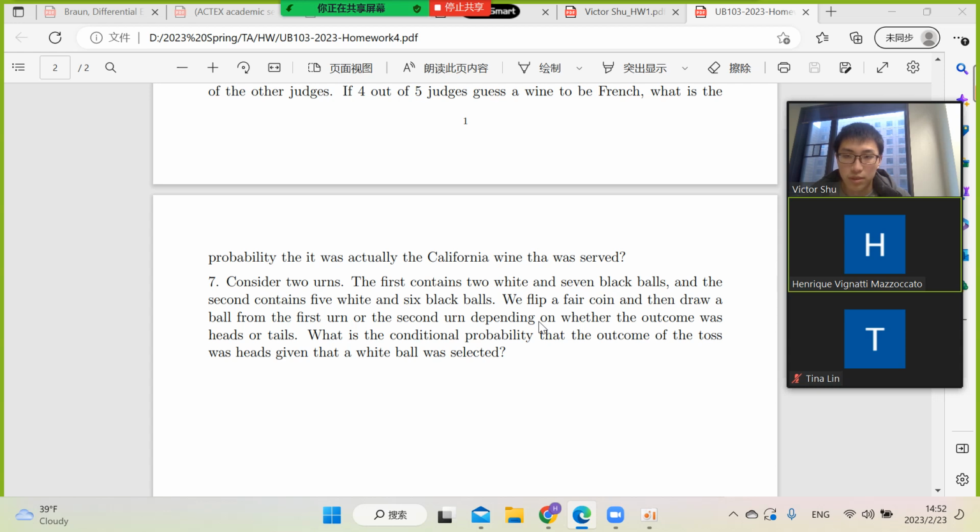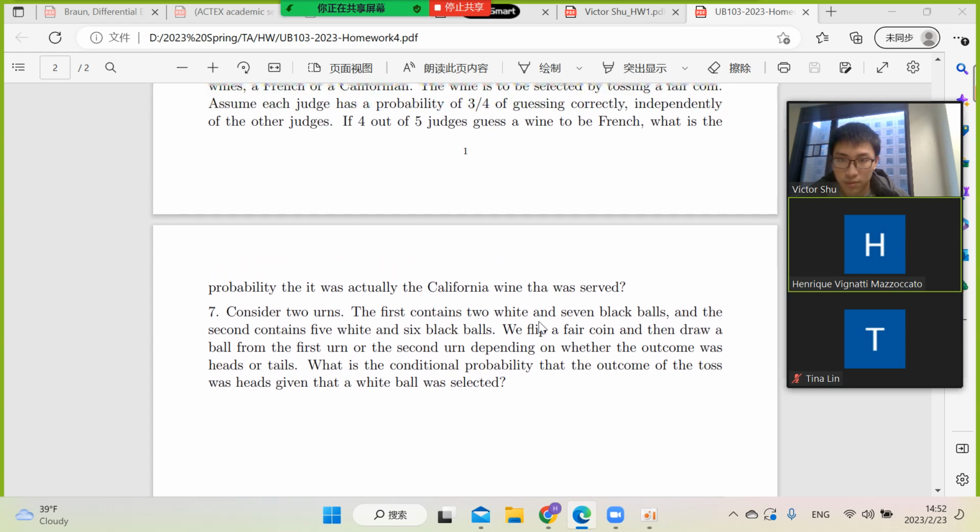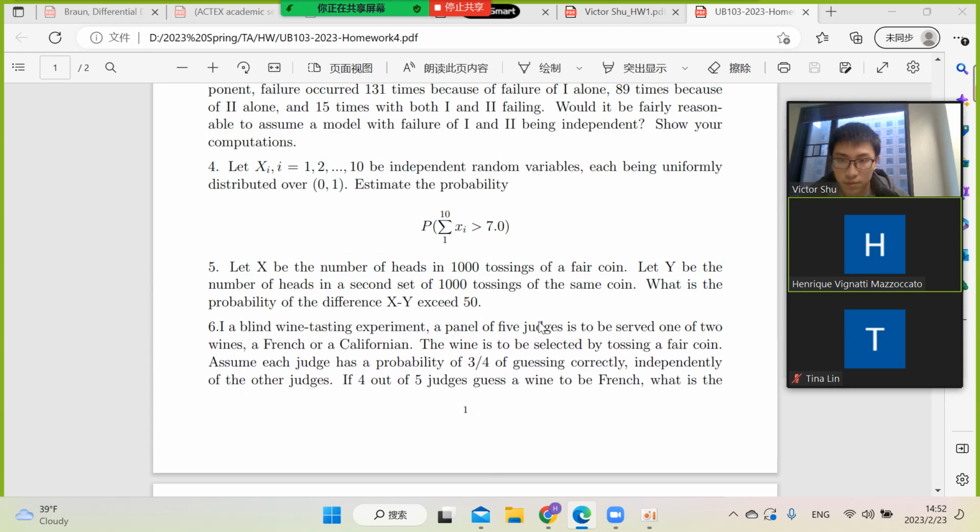And basically you're going to use exactly the same idea for question 6. They are basically the same. Okay, perfect. The same idea as 6. Good. And did you go over number 5?